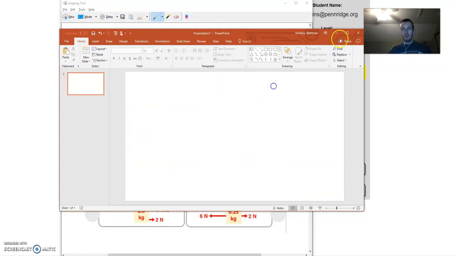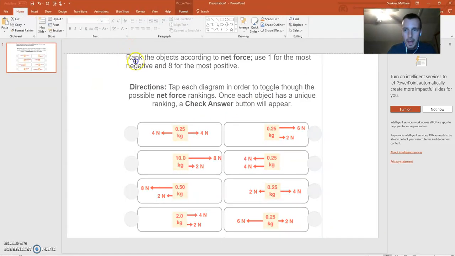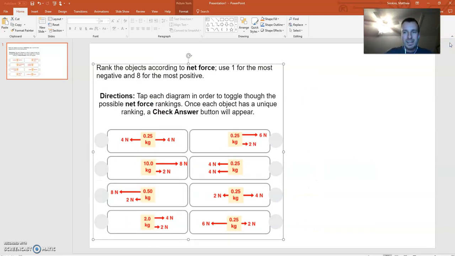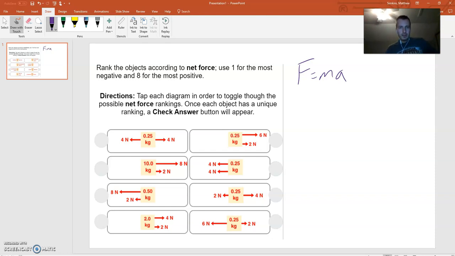So we're talking about Newton's laws. We've been doing Newton's second law this past week with F equals ma. We know what that means is that for every unbalanced force, an object is going to be caused to accelerate. And so let's go ahead and draw a little something on here. F equals ma. Now this one says rank the net force, use 1 for the most negative and 8 for the most positive.